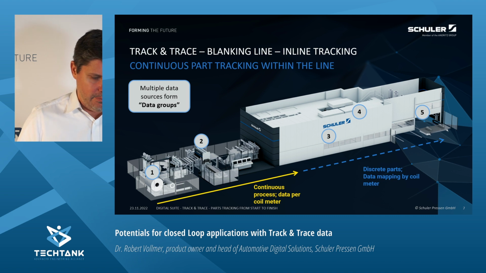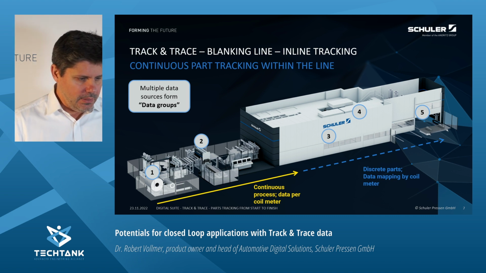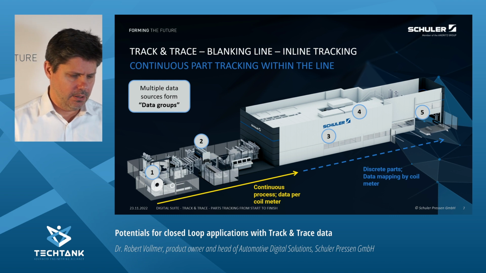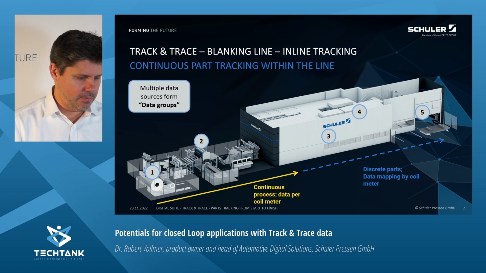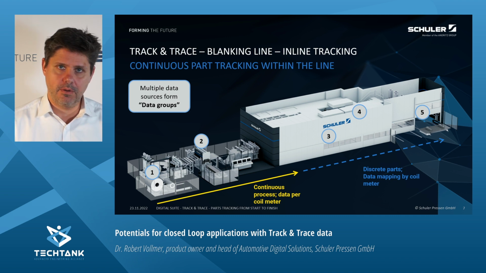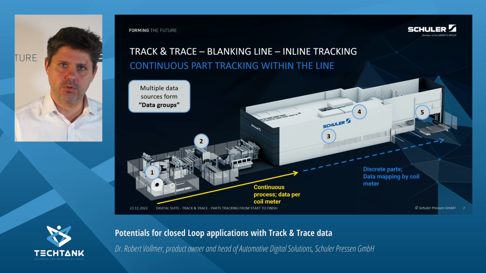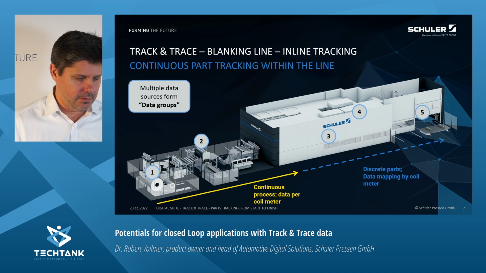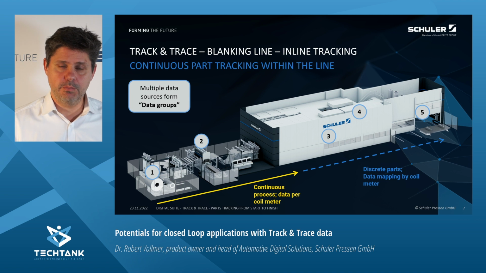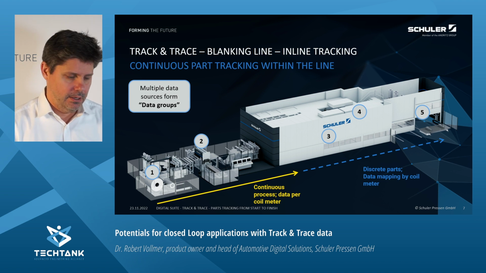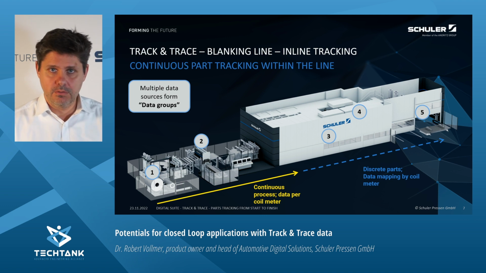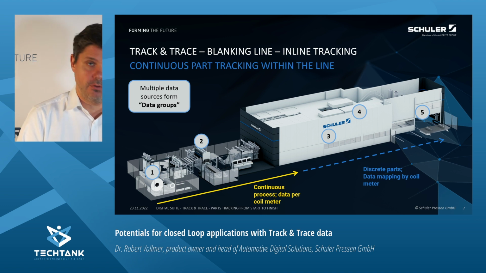So, starting in detail with the solution. When we're talking about track and trace, we typically start with the blanking line. Here we also have the target and the challenge. We start with the continuous process out of the coil, so we have data per coil meter in this section. Then at a certain point, we cut this coil into pieces. Then we get discrete parts, and we have to do a data mapping from the coil data, from the current meter, to the finished blank, which is typically put on the pallet.